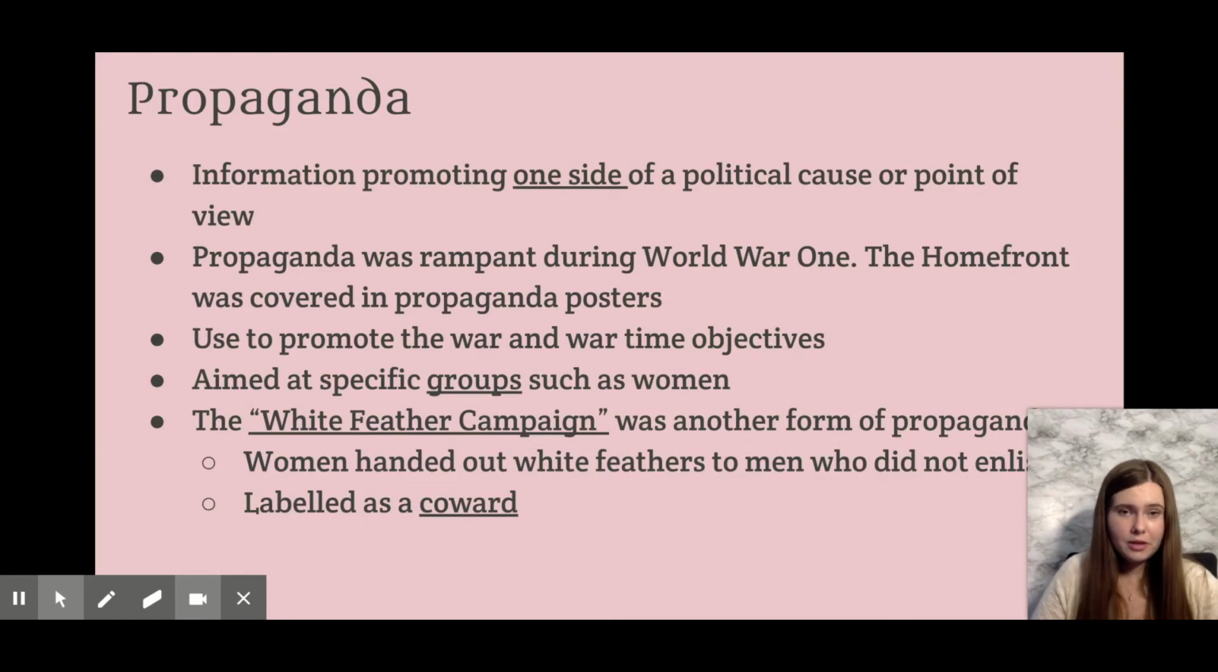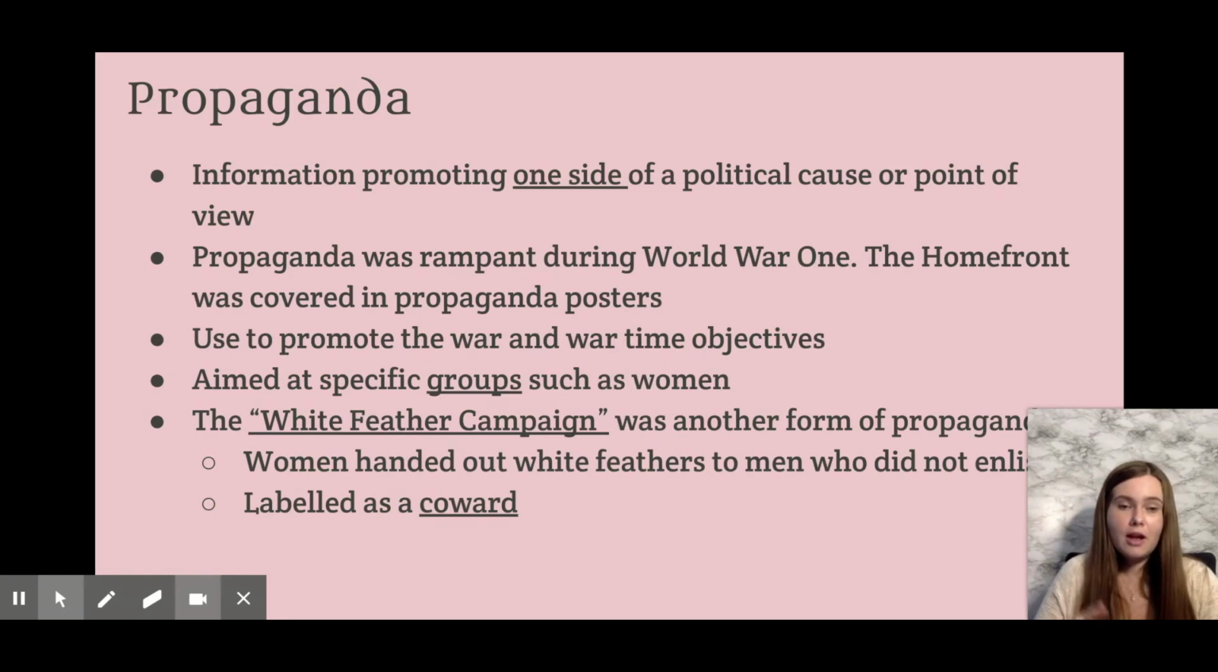So propaganda, I've pointed out several pieces of propaganda, but this is just a good review. It's information promoting one side of a political cause or point of view. It was all over the home front, used to very much promote war and wartime objectives, and it was aimed at very specific groups. So each piece of propaganda has a very specific audience, whether it's men of age to enlist, women, children, anyone.